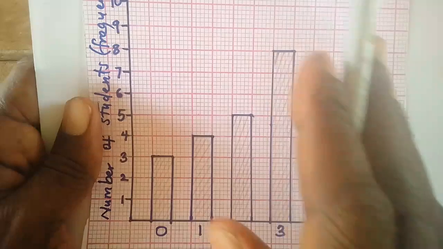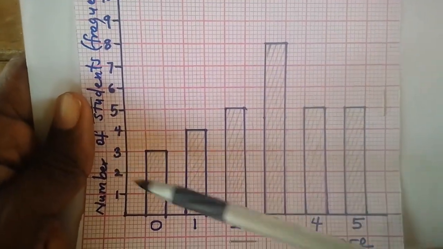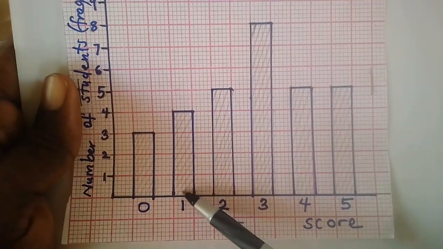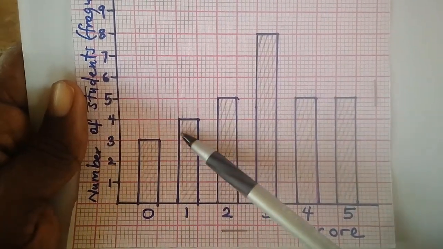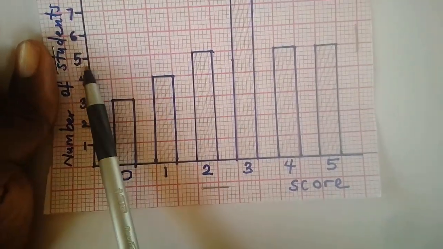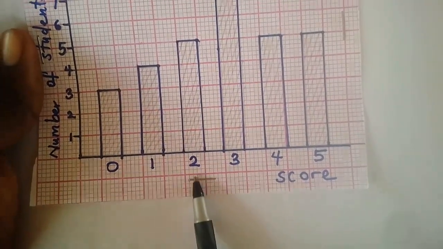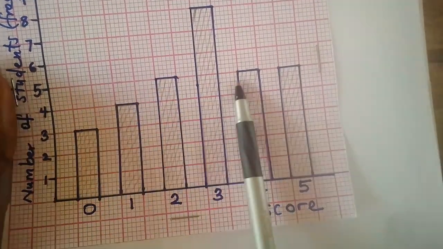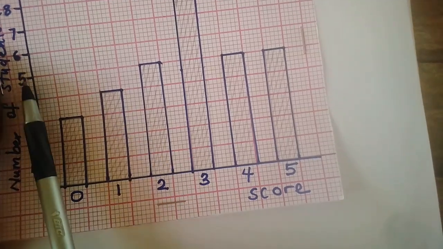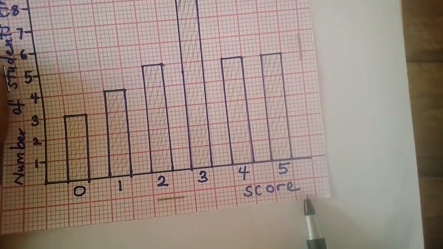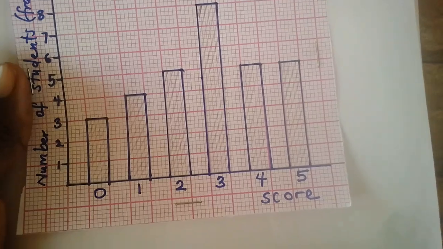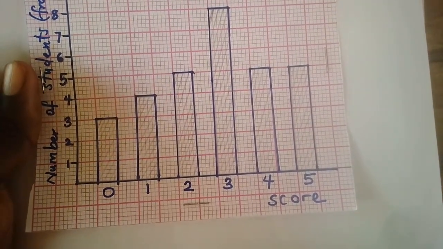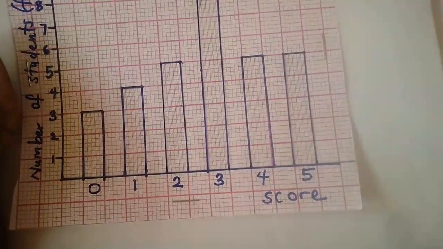So even without the table, you can know 3 students scored 0. Then we are having 4 students scoring 1. Then we are having 5 students scoring 2. Then we are having 8 students scoring 3. Then we are having 5 students scoring 4. Then for the last one, 5 students scoring 5. So make sure you write down all this information, pen it down, then you can now go.